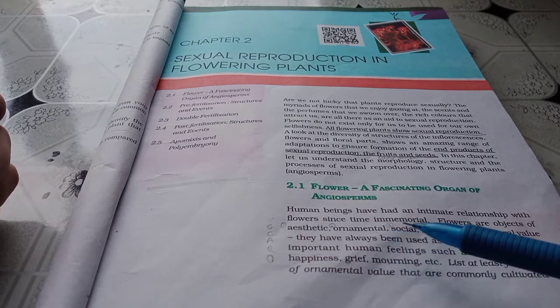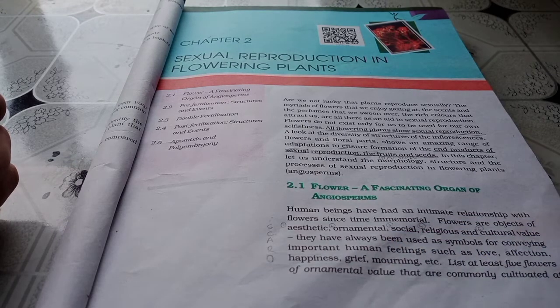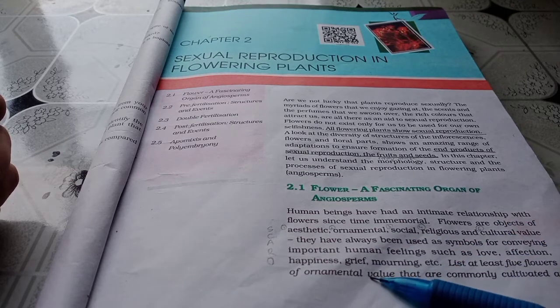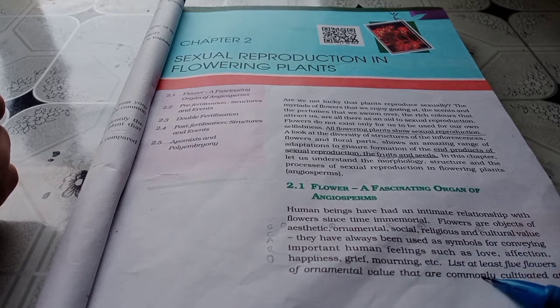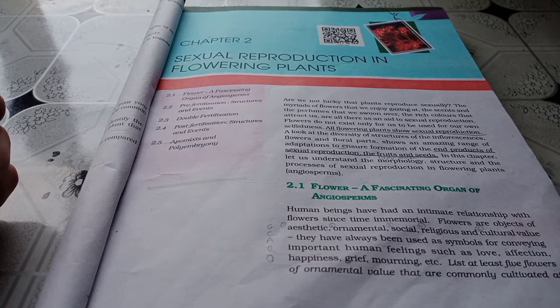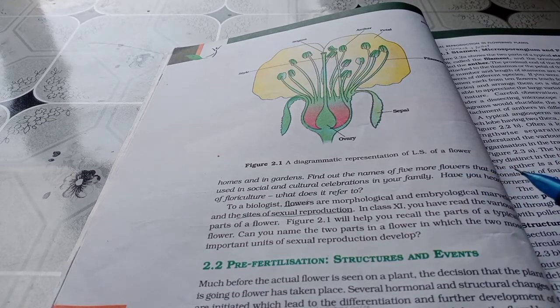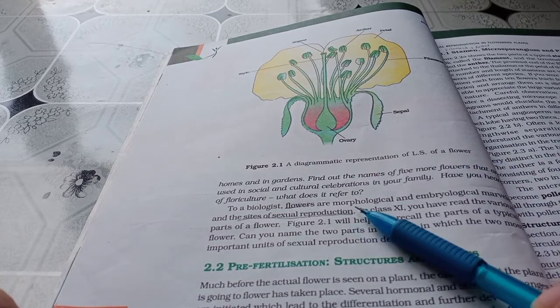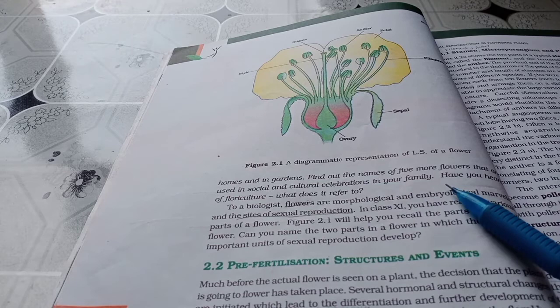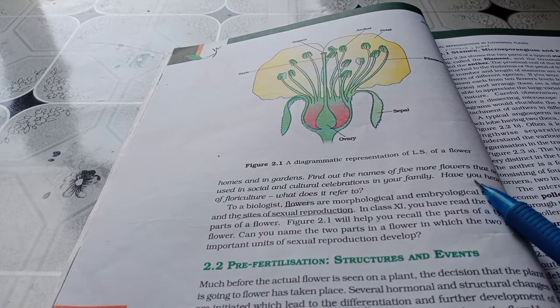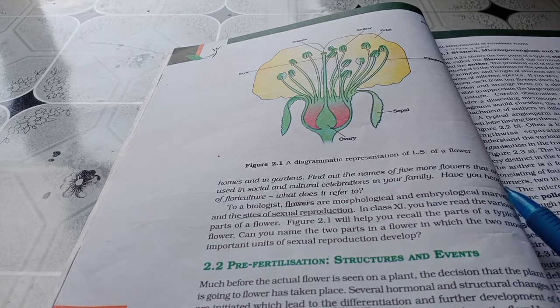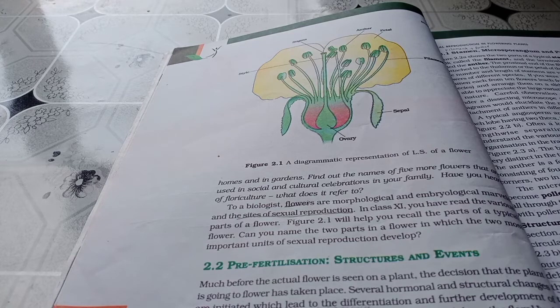They have always been used as symbols for conveying important human feelings such as love, affection, happiness, grief, mourning, etc. List at least 5 flowers of ornamental value that are commonly cultivated at homes and in gardens. Find out the names of 5 more flowers that are used in social and cultural celebrations in your family. Have you heard of floriculture? What does it refer to? Floriculture refers to the plantation of flowers on a large scale.